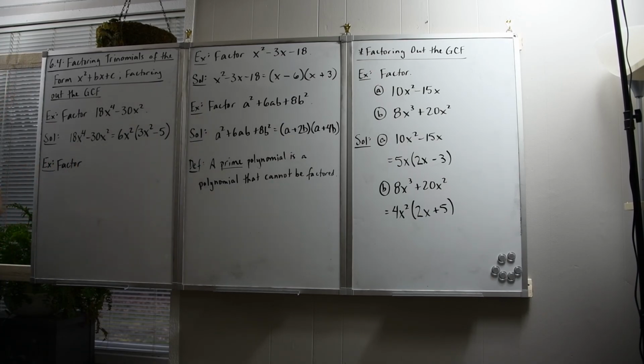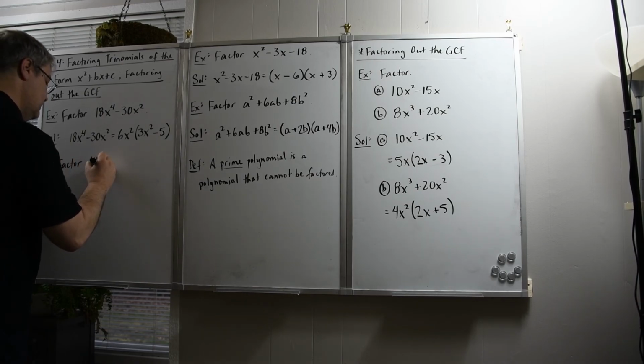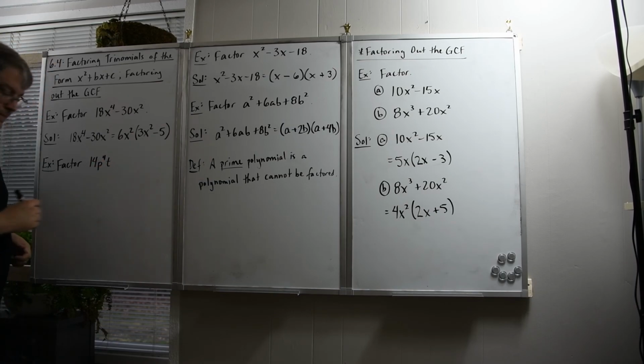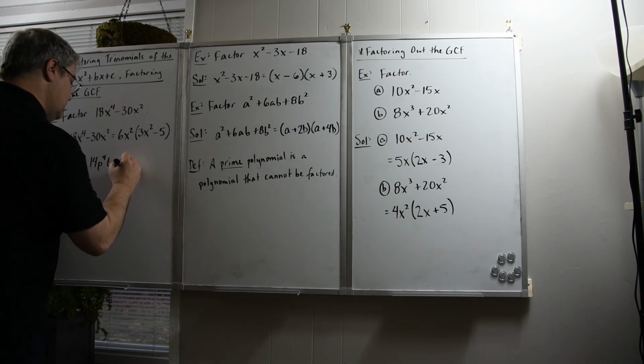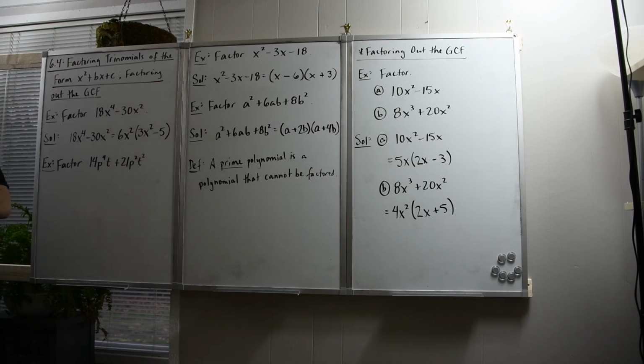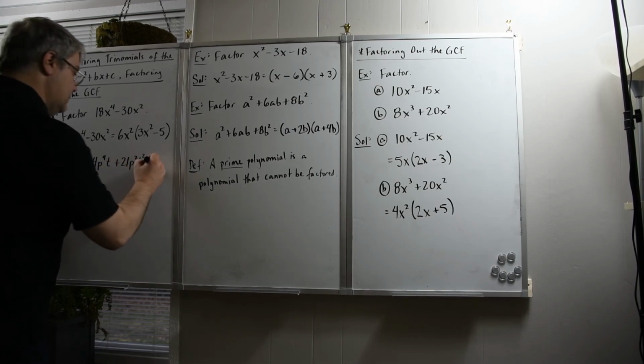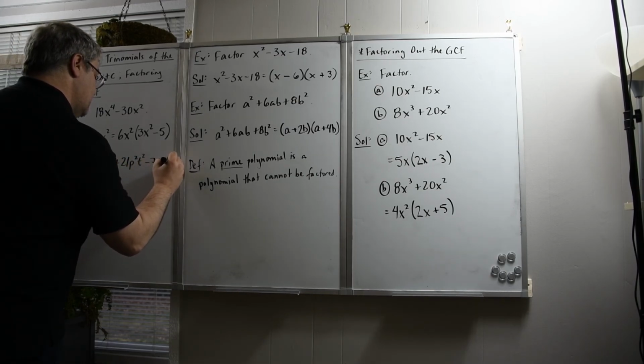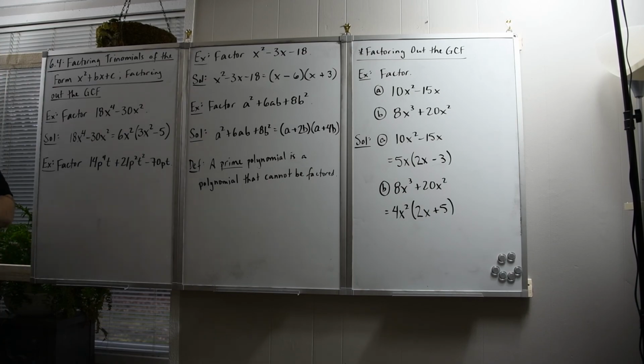Now in this example, we have 14p to the fourth times t plus 21p squared t squared minus 70 pt. So this one's a little bit more complicated. But we can still factor out the GCF.